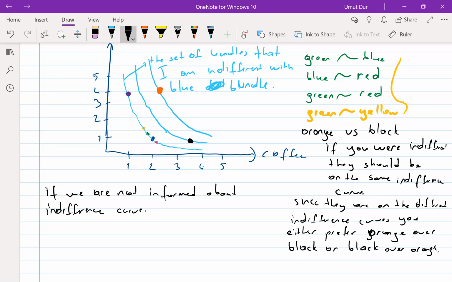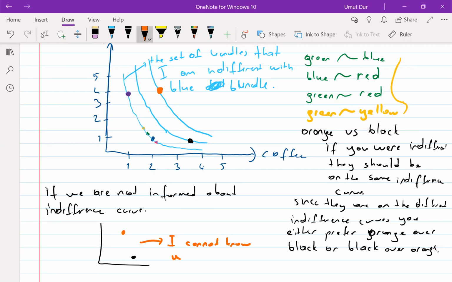Okay, so if I don't know the exact indifference curve that they are on, then what I am doing is comparing this black one with this orange one. Here I cannot know, if there were no indifference curves here. The reason I cannot know is, if you remember the previous examples that we were talking about, we were using the more is better rule.